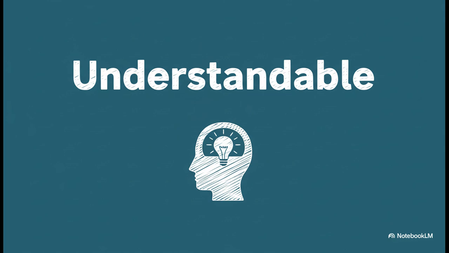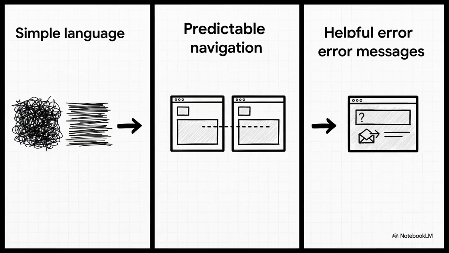Okay, third one. U is for understandable. This one's all about clarity. The information and how the site works just can't be confusing. Bottom line, it has to make sense. And this is where you really see how making things accessible helps literally everyone. Writing in plain, simple language is good for all your readers. Having a predictable navigation menu makes the site easier for anyone to use. And instead of just a generic error message, telling someone exactly what's wrong, like, please enter a valid email, is just better for everybody.